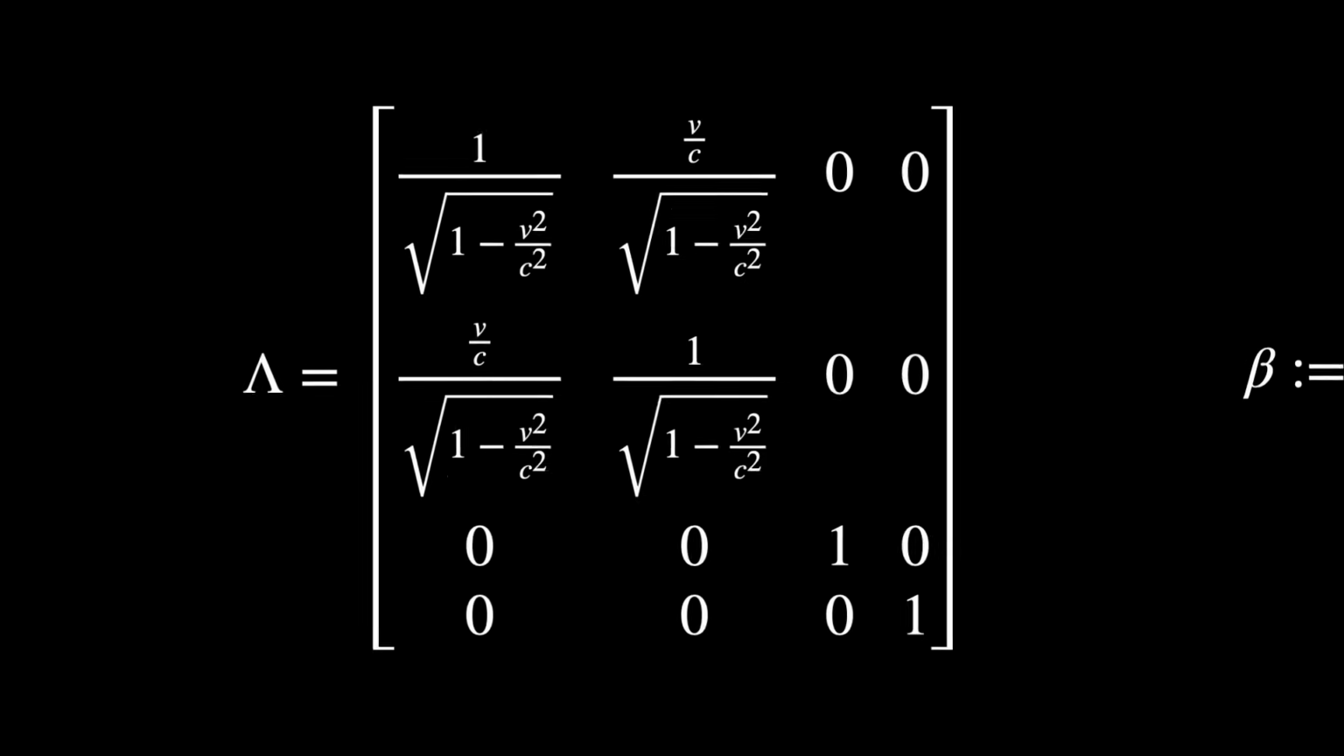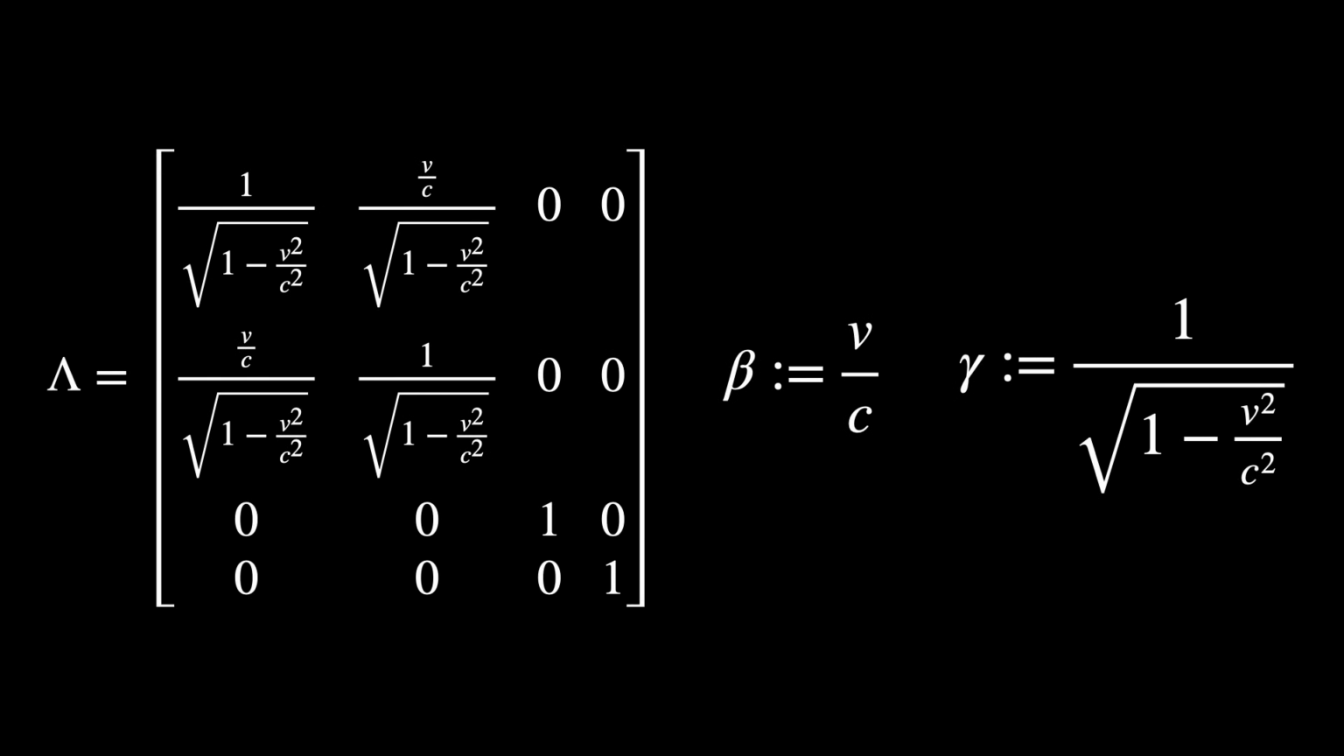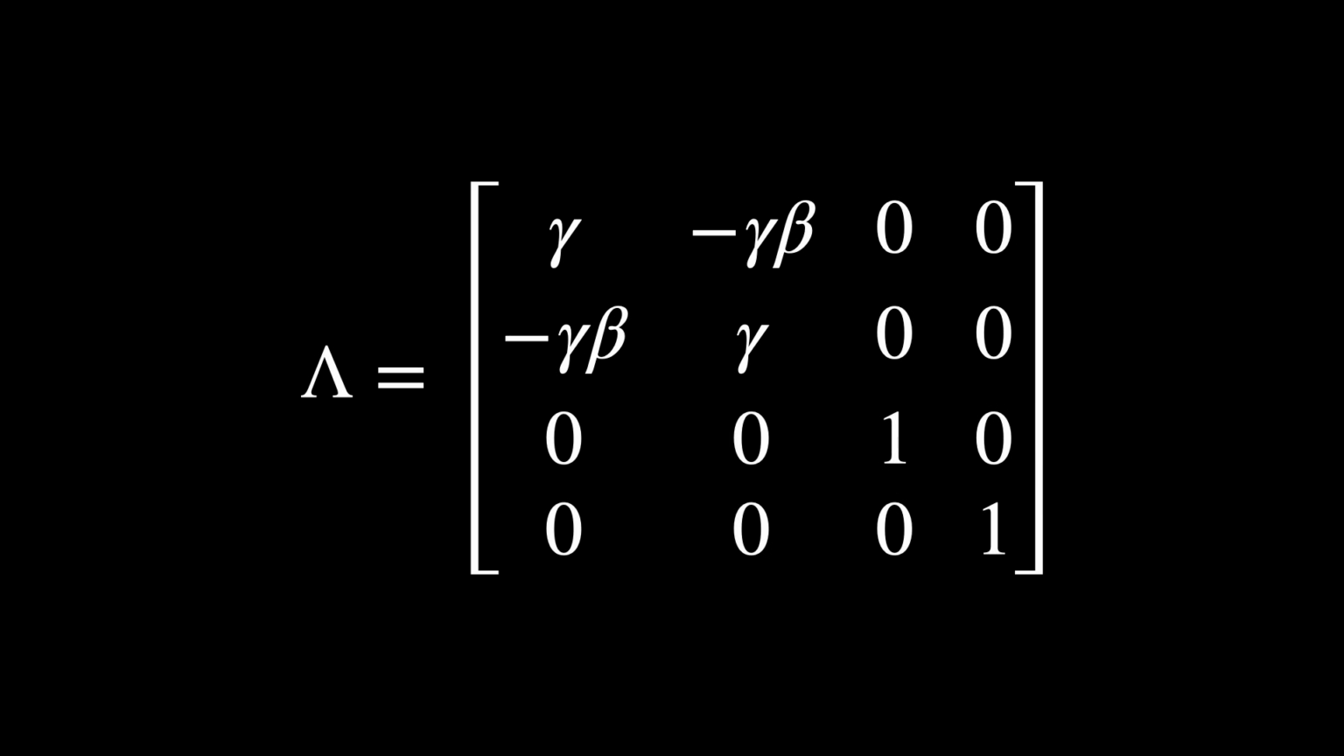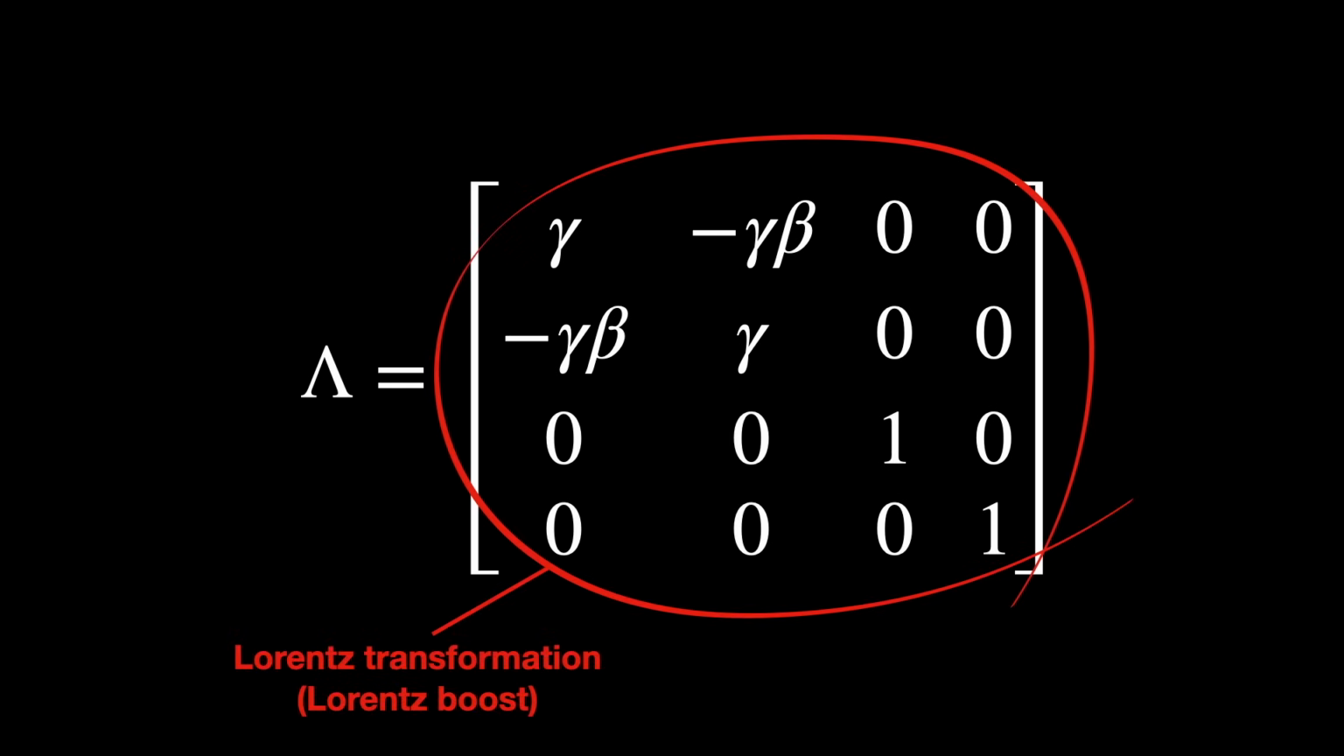Or, more compactly, we can call beta v over c and gamma the term 1 over the square root of 1 minus v squared over c squared. And then we write this matrix this way. This is the Lorentz transformation matrix, or the Lorentz boost, and gamma is referred to as the Lorentz factor.